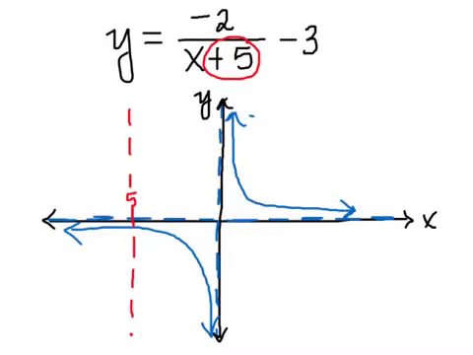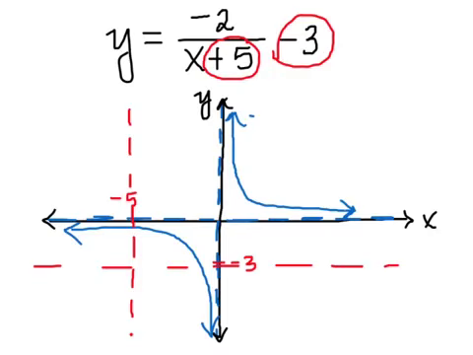And then let's look at the minus 3. What it will do, it will move the whole thing down 3, which would put your asymptote at negative 3 instead of at 0 where it was before. So that's what those two shifts do.